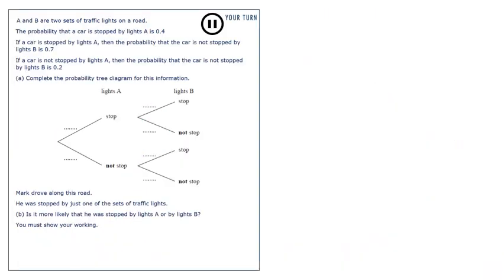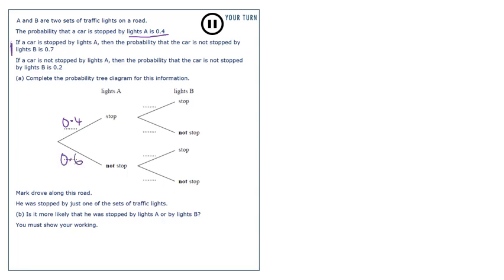Pause your video, have a try at this one. So we've got two sets of traffic lights. The probability a car is stopped by lights A is 0.4. And we know these two events here are going to add to 1 because it's exhaustive. Either a car will have to stop or not stop. So that's going to be 0.6.